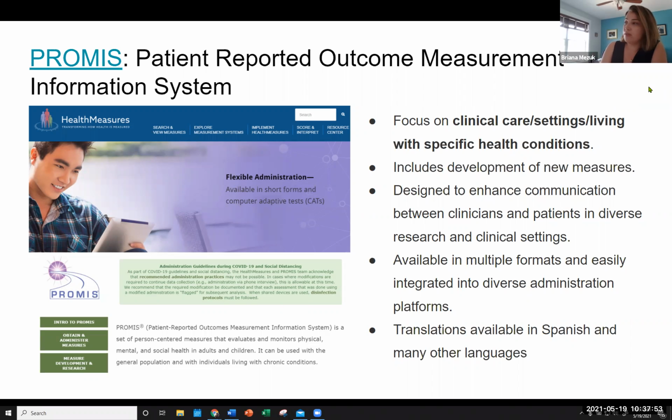It's available in multiple formats. They've already got things that are easily integrated into existing platforms, whether this is REDCap or things like that. You can just download that right there, and it's already in the REDCap format, so you don't even have to type it in. And they do brag about translations into Spanish and a few other languages in terms of their resources here.